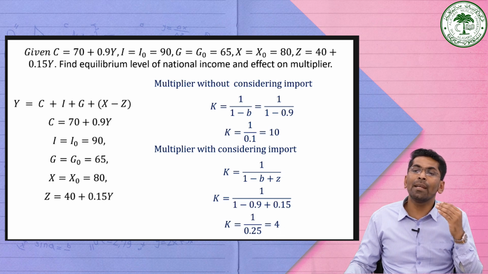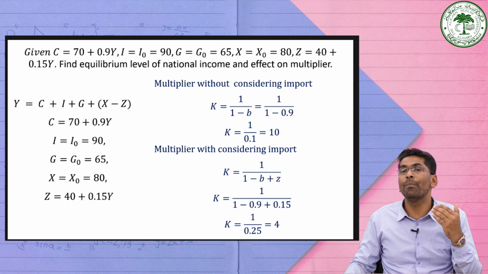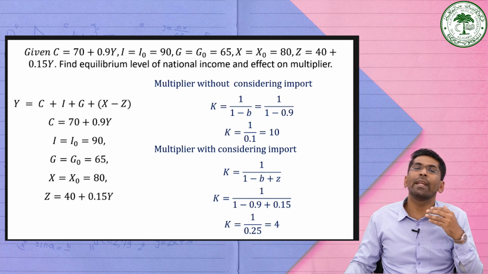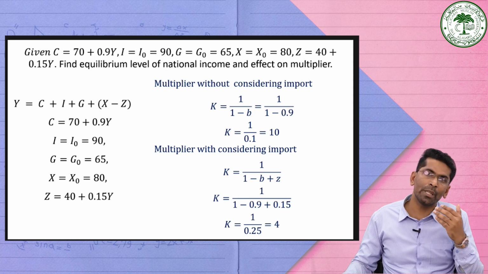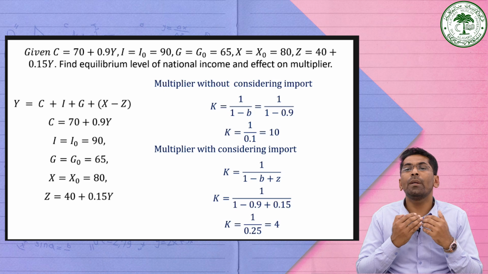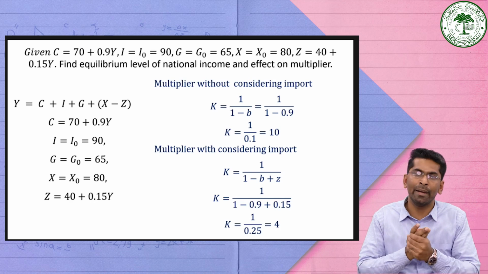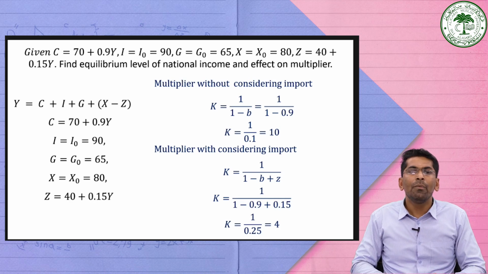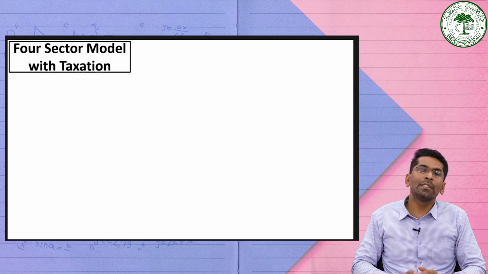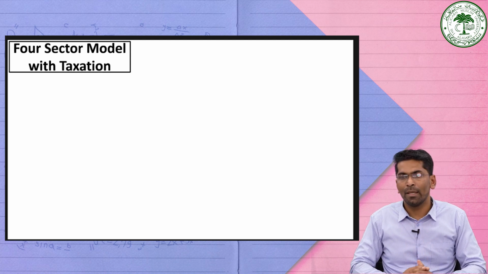So there is a higher marginal propensity to import. Higher the size of z, then multiplier will be smaller, because greater portion of our increased income will be utilized for the purchasing of imported commodities, which will lead to the flow of income from our country to the foreign country. Now, we are going to consider the four sector model with taxation.